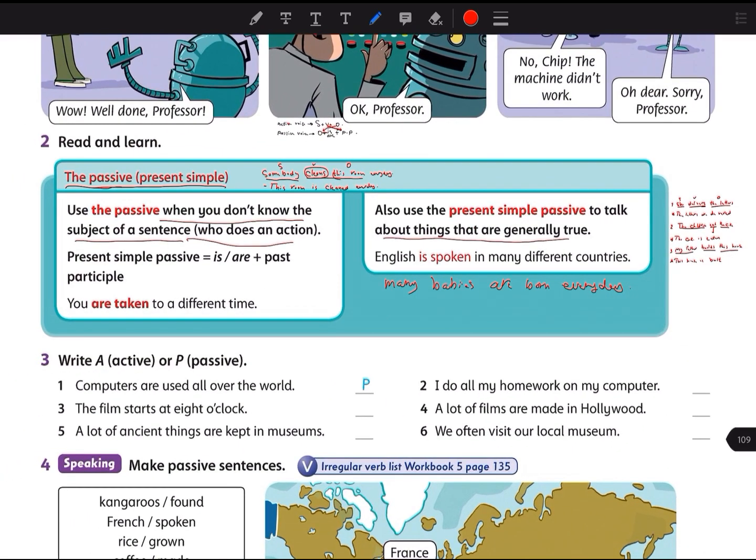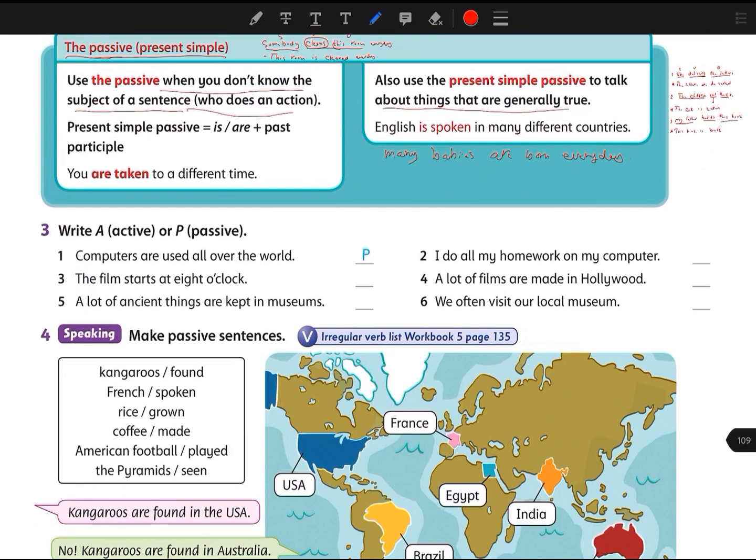Write A for active, P for passive. As in the first example, computers are used all over the world. It's passive. How do you know it's passive? Because if you look here, computers is the object of the sentence, at the beginning of the sentence, followed by are used. It is passive. We don't know who uses computers around the world, so it's passive.